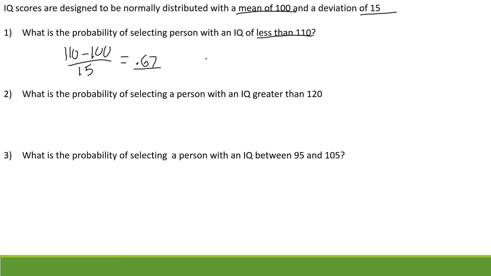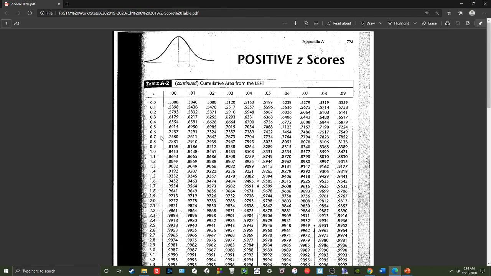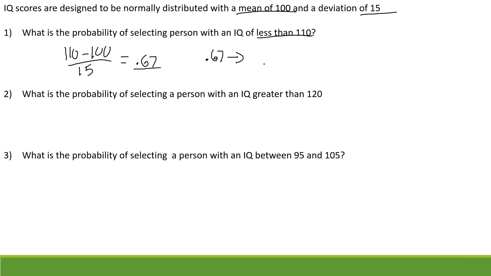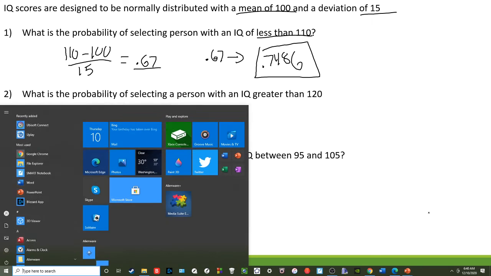Let's go ahead and look that up in my table. So a 0.67 z-score gives me a probability. Here's 0.6, 0.60, 0.61, 2, 3, 4, 5, 6, 7. So 0.7486. That's the 0.07 mark. So this value right here, 0.7486, is my p-value. That's my probability. So that is my answer, 0.7486, or about 75%. So about 75% of the population has an IQ of less than 110.